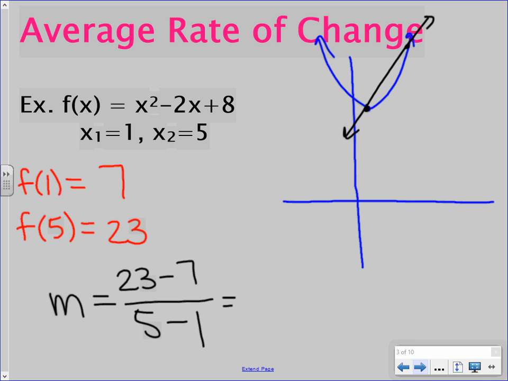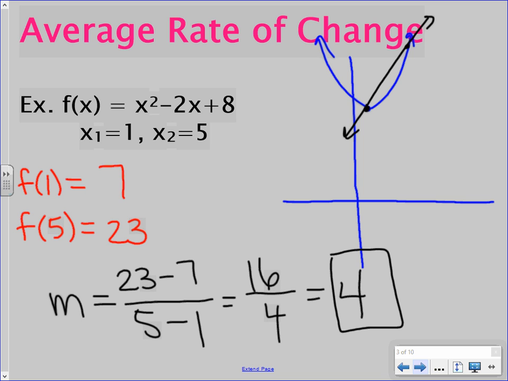23 minus 7 is over 5 minus 1 is, okay, so 4 is our average rate of change. That's the slope of that line connecting those 2 points. So on average, we're changing 4 y units per 1 x unit. That's what that's saying. Okay, it's not a constant change, but on average, that's the change between the 2 points. Okay? Basically, you're finding slope.